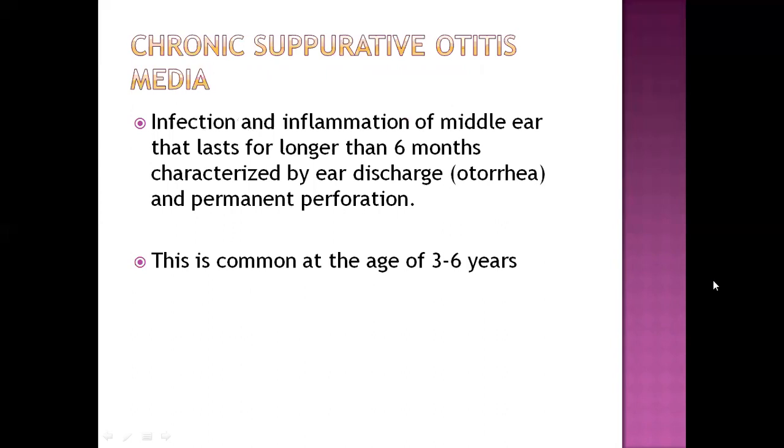Let's come to chronic suppurative otitis media. It is called suppurative because there is discharge deposited in the middle ear, which has remained in the ear for a long period of time. Infection and inflammation of the middle ear that lasts longer than 6 months is chronic suppurative otitis media. It has a separate feature, that is otorrhea, which is due to permanent perforation. Chronic suppurative otitis media is common at the age of 3 to 6 years.